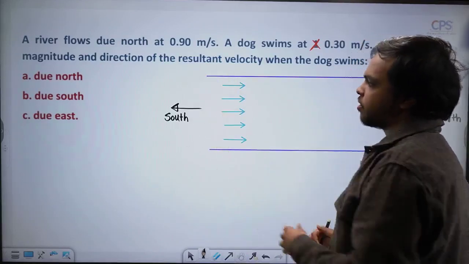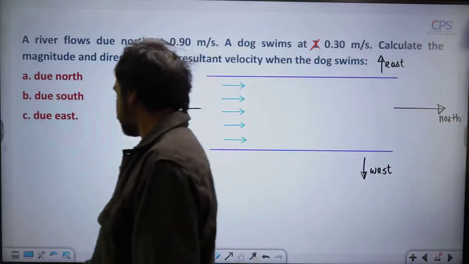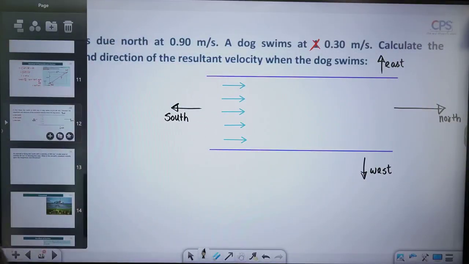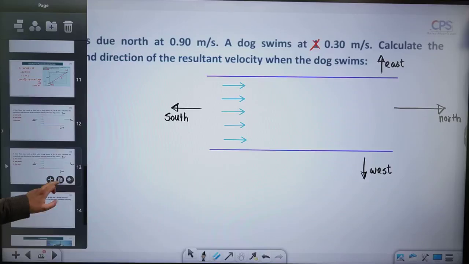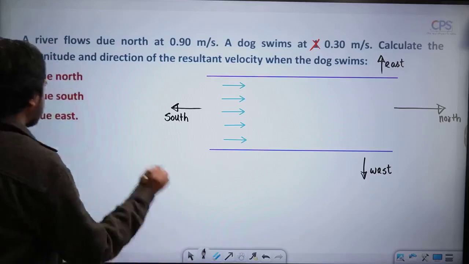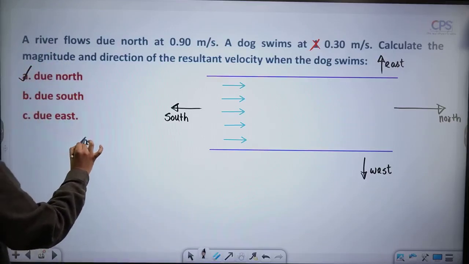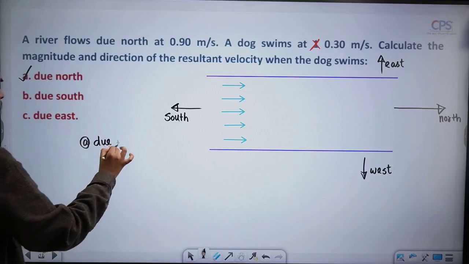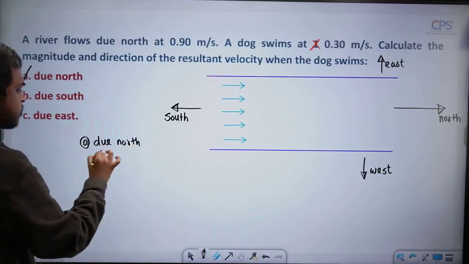Now what about the question? What does it want us to do? It wants us to carry out the resultant velocity in 3 different scenarios. So let's say scenario 1: what if the dog goes due north?